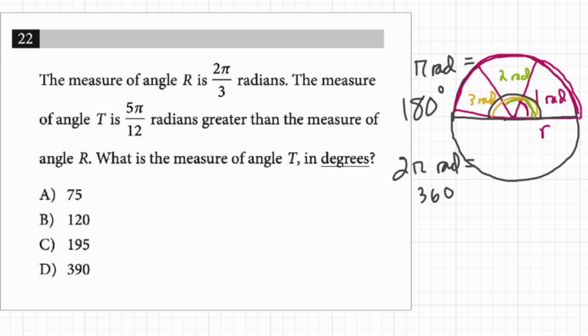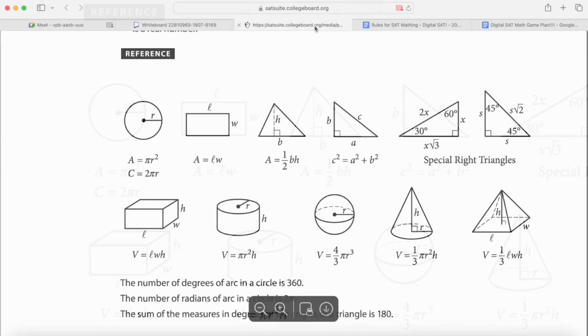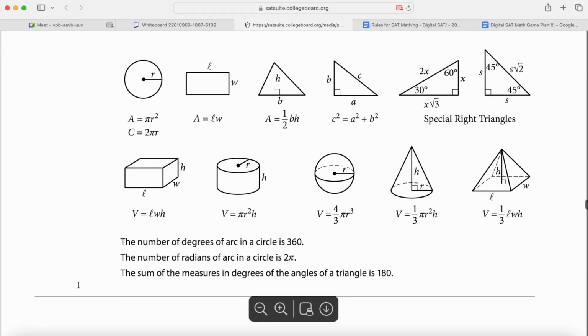And by the way, they tell this to you on that formula sheet. Catherine, I want you to read the first two statements here at the bottom of the screen share. You should see that on the formula sheet. The number of degrees of arc in a circle is 360, which everybody knows, but read the next part. The number of radians of arc in a circle is 2 pi. And now you understand why. Does that make some sense? Yes. Isn't that kind of cool? It's nice when things in math make sense.